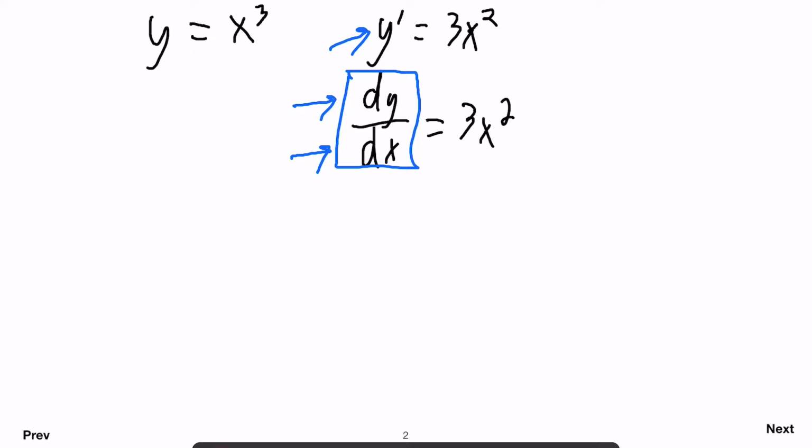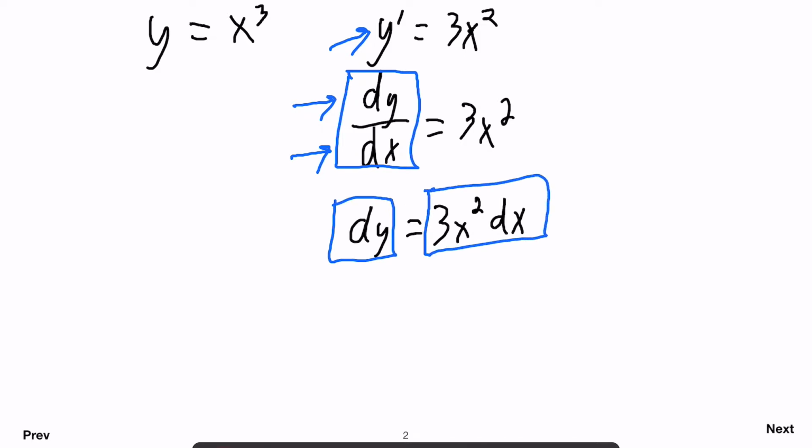And you can do a lot more with this, because this is a ratio and it is a fraction. You can actually split the fraction. So I can rewrite this as dy equals 3x squared dx. What I'm saying is that the differential of y is equivalent to 3x squared times the differential of x. So what is a differential? Well, a differential is an infinitely small change in something.